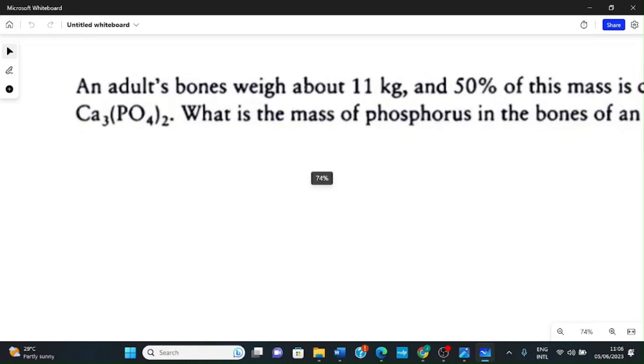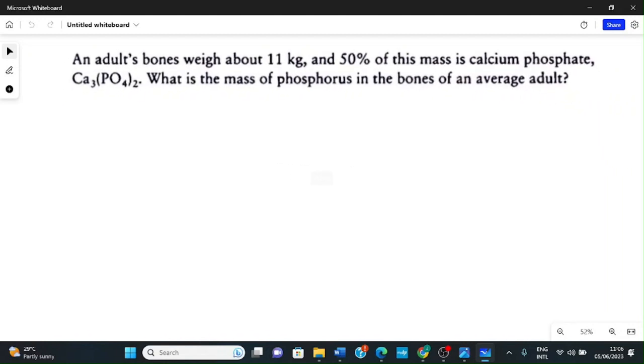So this is the second task. An adult's bones weigh 11 kg and 50% of this mass is calcium phosphate, and that's the formula for calcium phosphate. What is the mass of phosphorus in the bones of an average adult? The first thing you have to do is to make sure you understand the question very, very well before you make any attempt. An adult's bones weigh about 11 kilogram, and 50% of this mass is calcium phosphate.